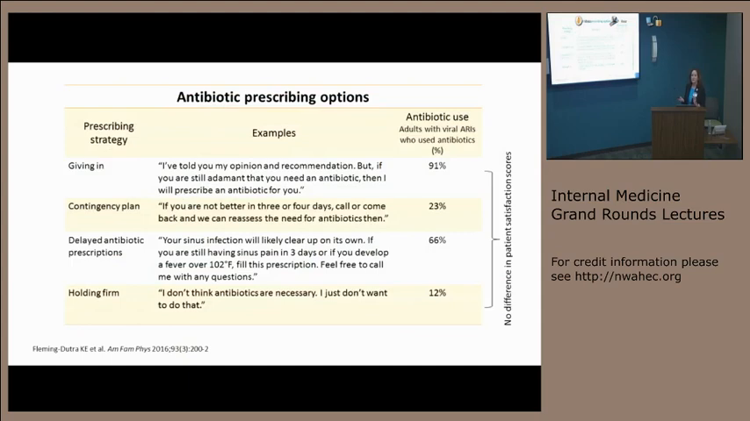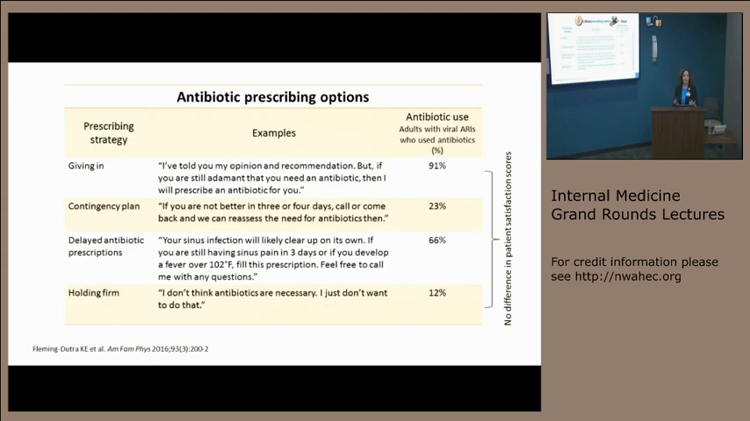And then in terms of antibiotic prescription disposition, you have a couple of options. So if the patient's really expecting antibiotics, you could give in and prescribe them, and the patient will take the antibiotics 91% of the time in that instance. You can also give them a contingency plan.